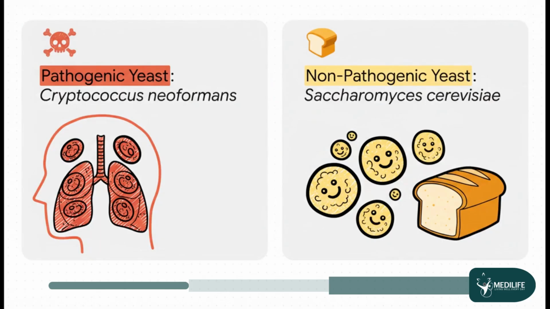It's also super important to remember that not all fungi are out to get us. You've got your friendly neighborhood baker's yeast, Saccharomyces cerevisiae, totally harmless. But then you've got guys like Cryptococcus neoformans, and when you hear that name, your brain needs to light up with warning signs. We're talking serious, deadly infections, especially meningitis. Knowing who's a friend and who's a foe is your first step in risk assessment.